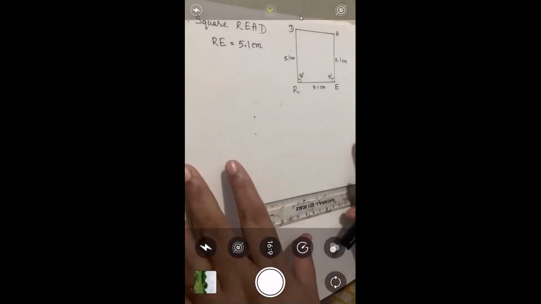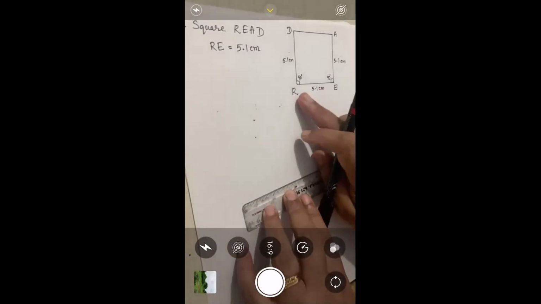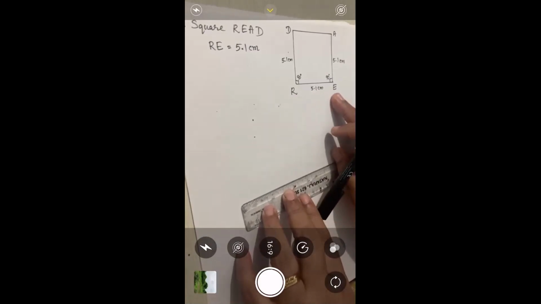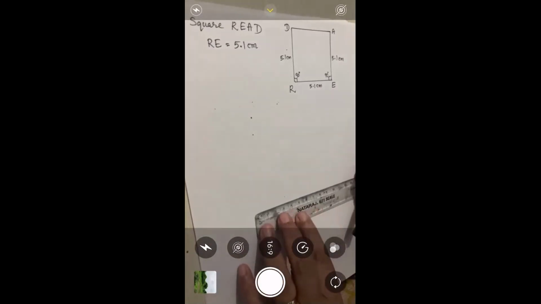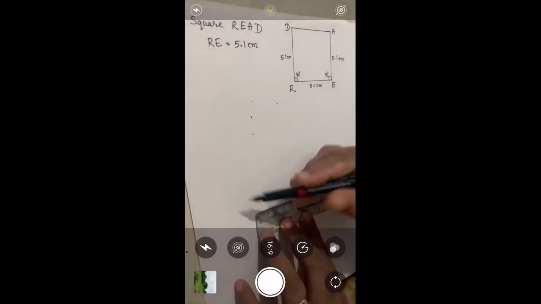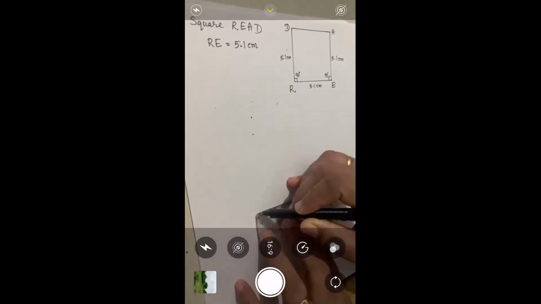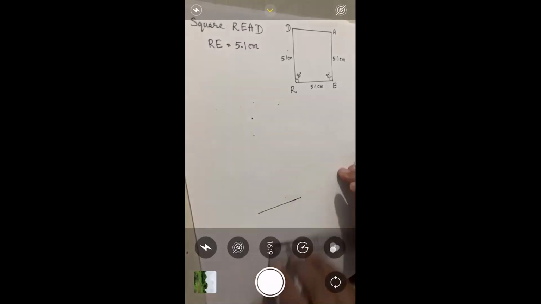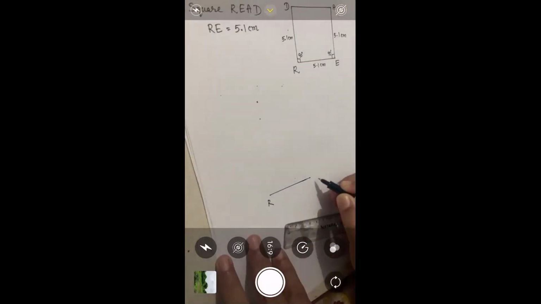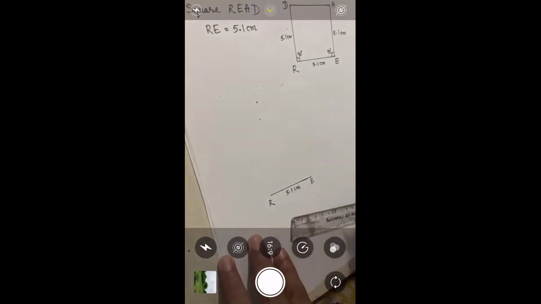Okay, children, we are going to draw first one square READ. As I have drawn the rough diagram, first we are going to draw line segment RE of length 5.1 centimeter. So I will draw here RE of length 5.1 centimeter, from 0 to 5.1.